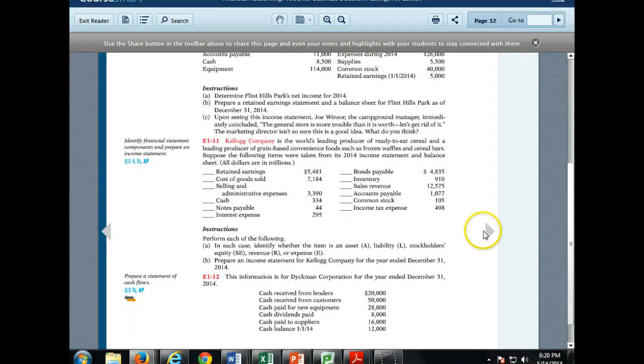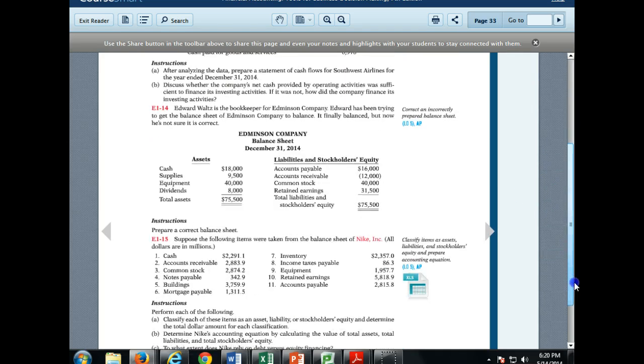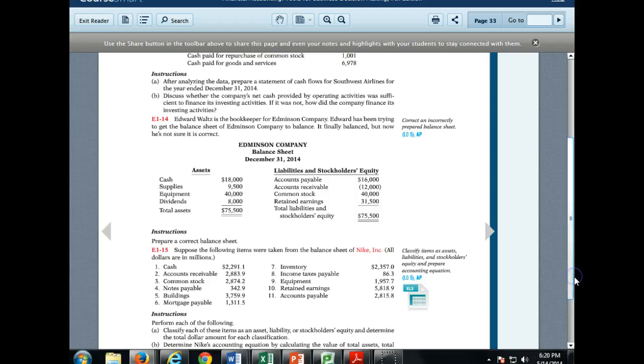14. Edward's a bookkeeper for Edmondson Company. He's been trying to get the balance sheet to balance. It finally balances, but now he's not sure if it's correct. So we've got to look at this and figure out what's wrong. So on this balance sheet, for assets, assets are items we own that have a future benefit. Is there any asset there that's not right?